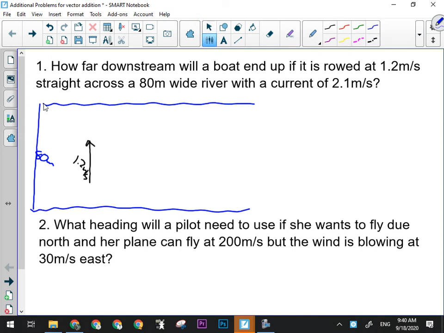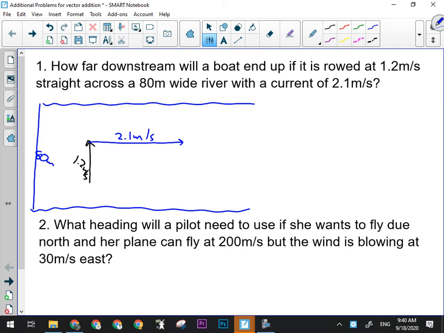So the two vector quantities that are going to affect me are me, the rower, which I've already drawn on there, and the river current. How do I draw those vectors? How do I draw all vectors? We draw them all tail to head. So here's me rowing, and here's the current.